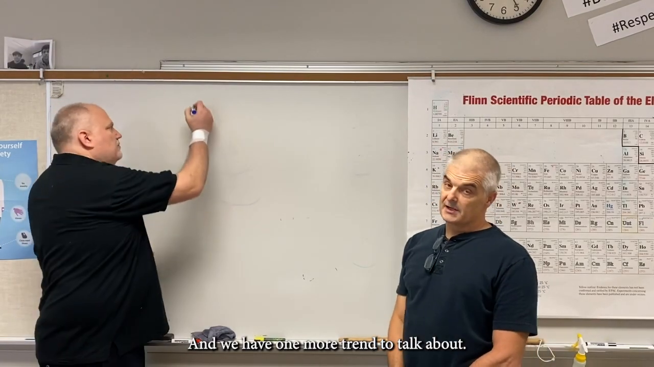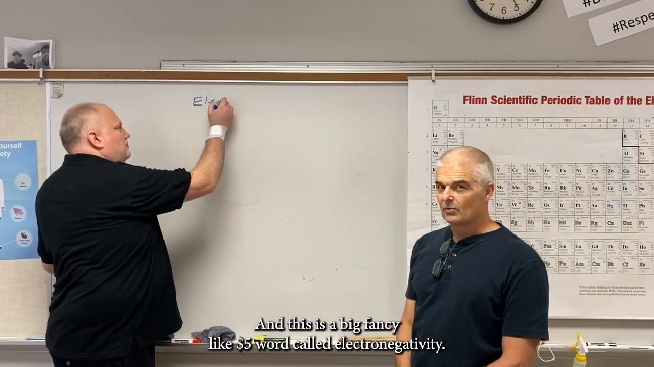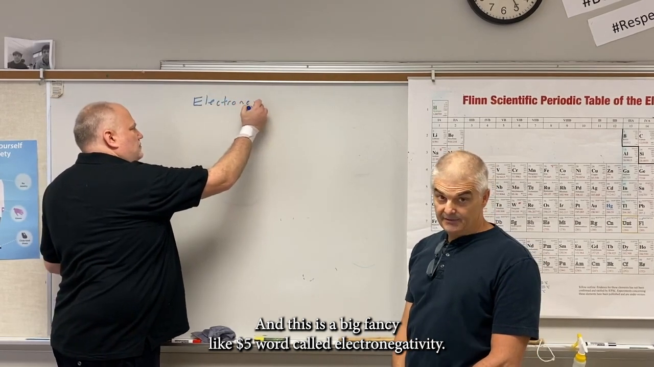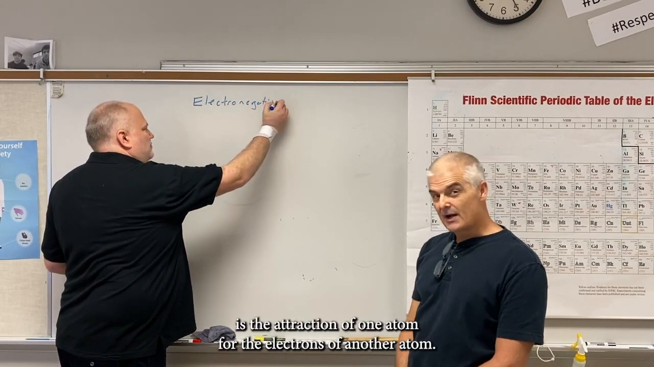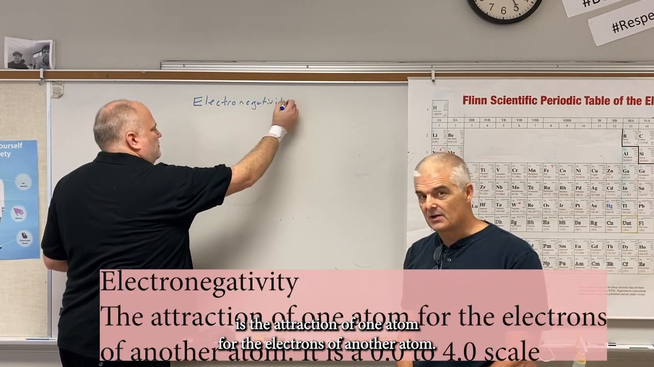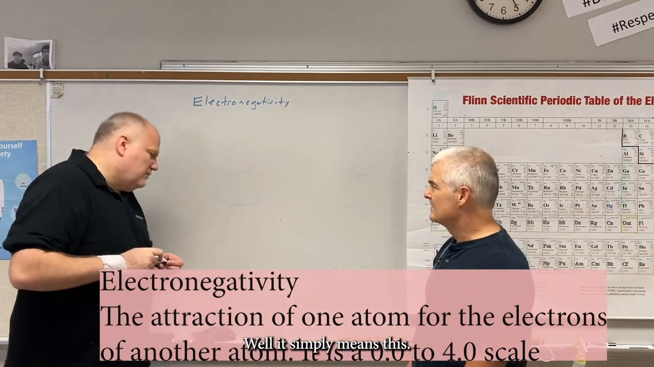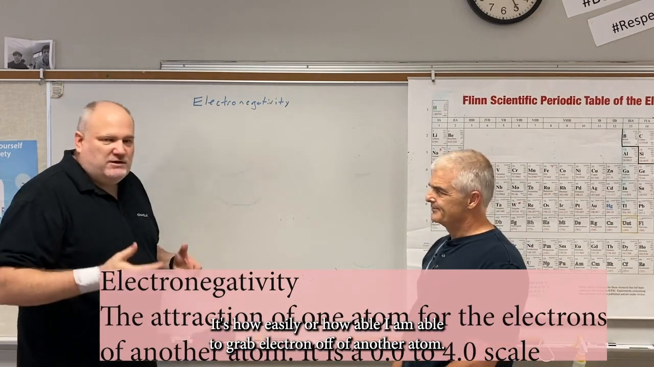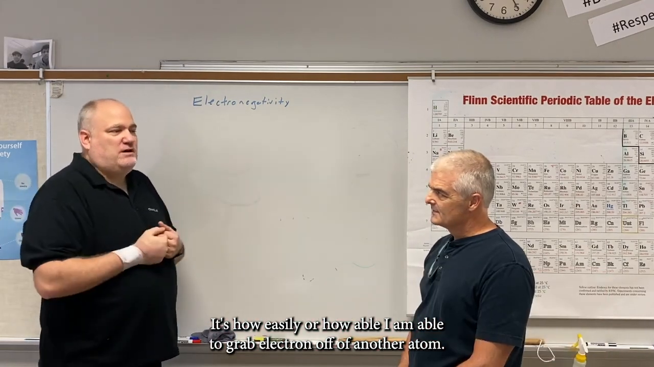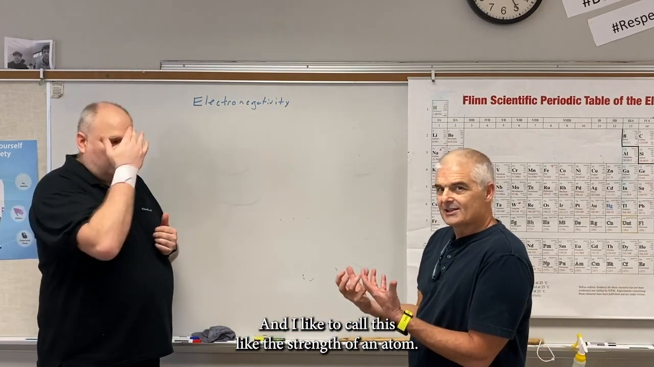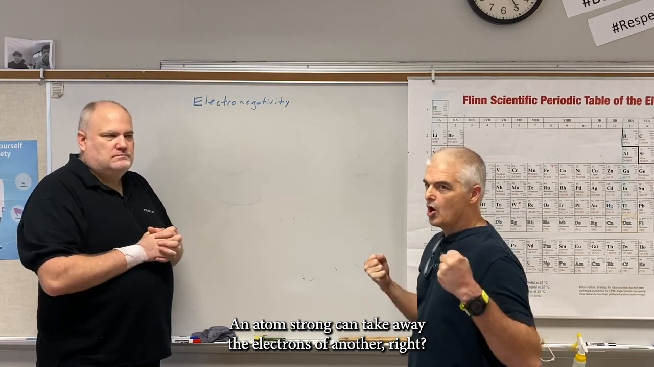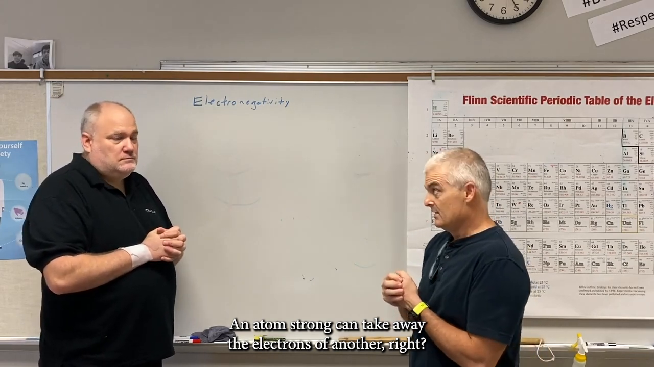And we have one more trend to talk about, and this is a big fancy like $5 word called electronegativity. So electronegativity is the attraction of one atom for the electrons of another atom. But what does that mean? Well, it simply means this. It's how easily I'm able to grab an electron off of another atom. And I like to call this the strength of an atom. An atom who's strong can take away the electrons of another, right?